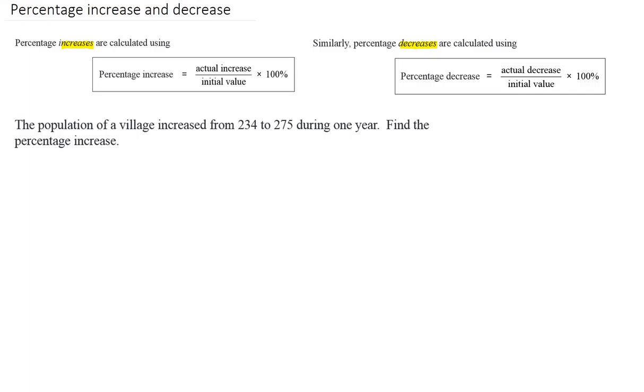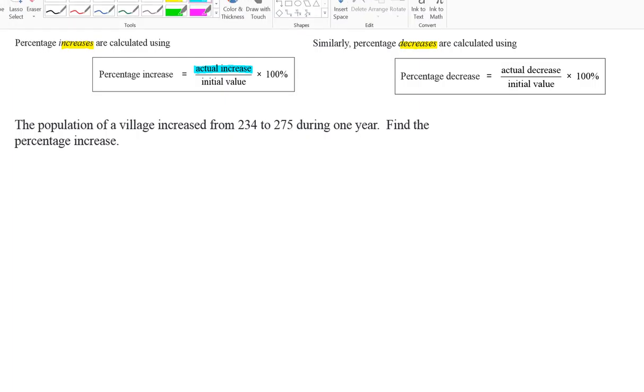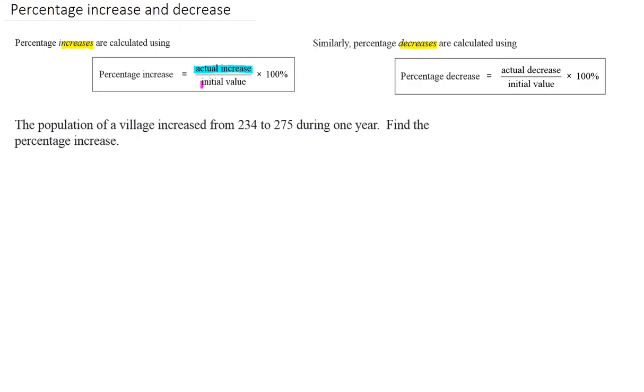Now, how do we calculate the percentage increase? Well, that's not that difficult. You're going to calculate the actual increase and compare that to your initial value, or your original value, as a fraction, and then you multiply that by 100% in order to get to percentages. Same thing for decrease. For a percentage decrease, you're going to compare the actual decrease, so the actual amount it decreased by, to the initial value, your original value. And again, you multiply that by 100% and then you get your percentage decrease.